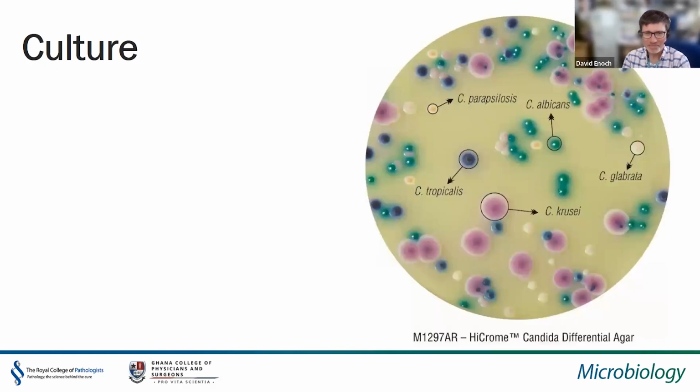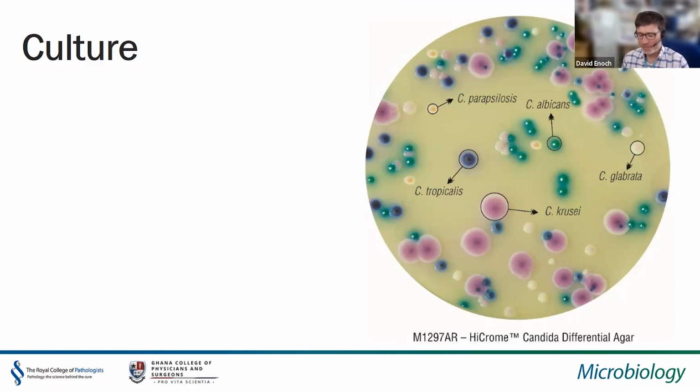Probably should be careful. So culture as well, I don't know whether you've got this in Ghana, but we also use these chromogenic plates, and these are typically selective media. So they've got sugars in to enable the Candida to grow, and then antibiotics such as chloramphenicol. But then there are dyes that make the typical organisms change color, and you can see that Candida albicans is typically green. Candida tropicalis is a nice purple color. Candida krusei is a nice lilac color.